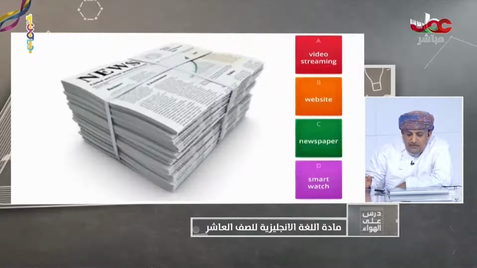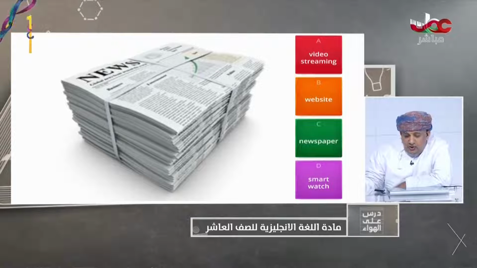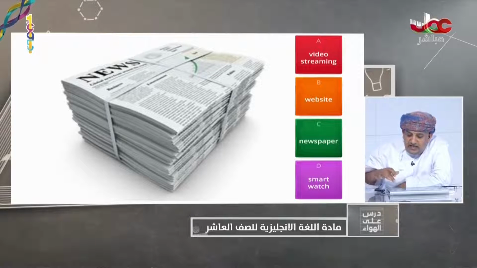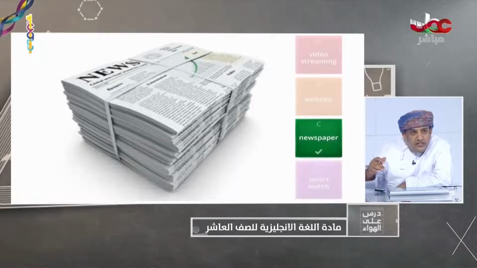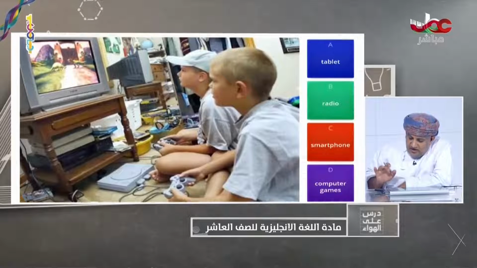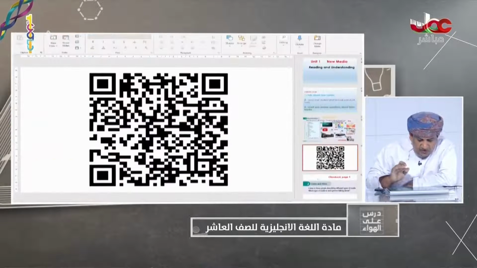Number 4. What is it? Video streaming, websites, newspaper, or smartwatch? It's easy. It's a newspaper. Now, I want you to complete the rest of the game at home, okay? Now, let's return back to our lesson.